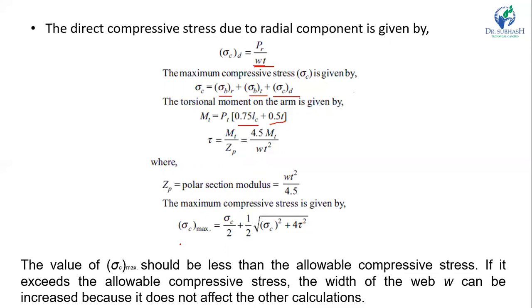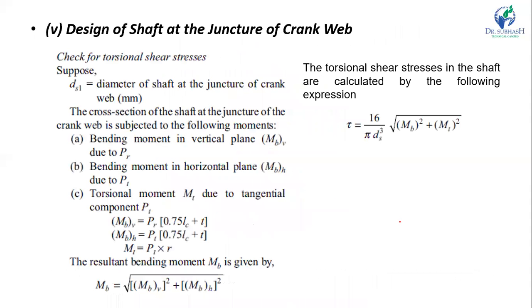Okay, so the value of sigma C maximum should be less than the allowable compressive stress. If the value exceeds the allowable compressive stress, the width of the web W can be increased, because it does not affect the other calculations. So we can directly increase the value of the width. And now the next, the design of the shaft at the juncture of the crank web.